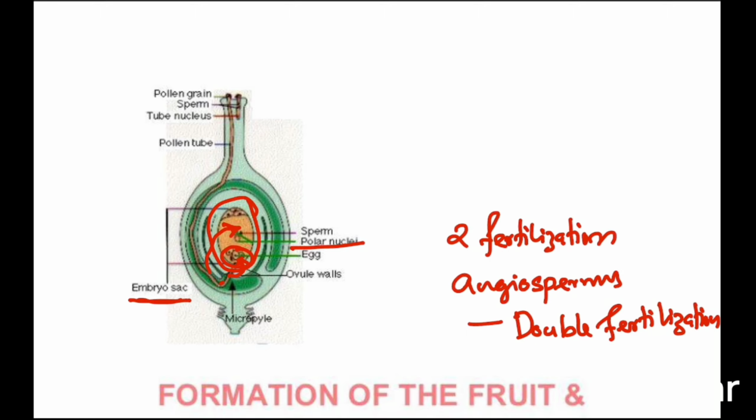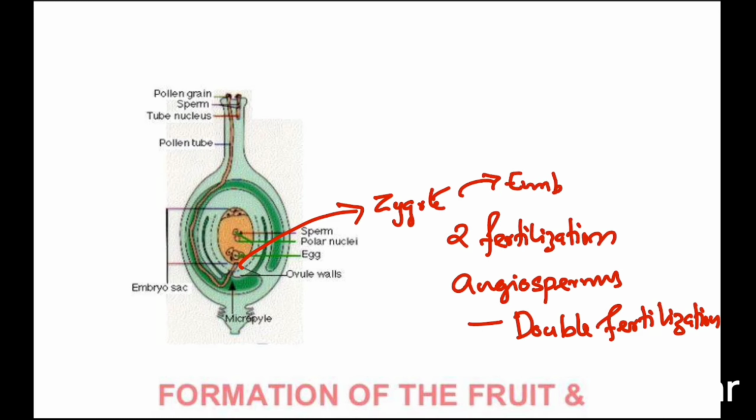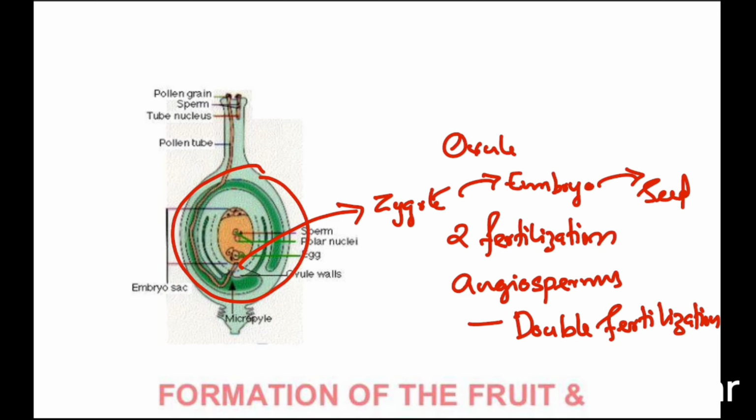Now after this, what will happen? Male and female gamete fusion will be there, the fertilization occurs. Now what will happen? This will lead to zygote formation, then it will lead to the embryo formation. This embryo later will form the seed, the ovule. That means these all are happening inside the ovule. The entire ovule will be converted into the seed, and the outer portion, that's the ovary, will be converted into the fruit part.